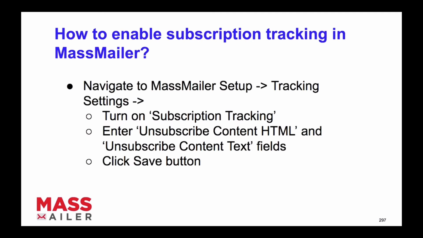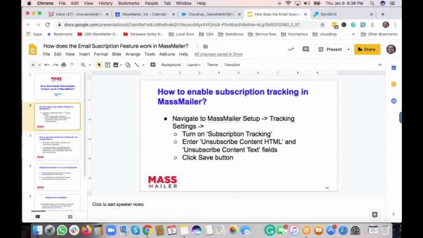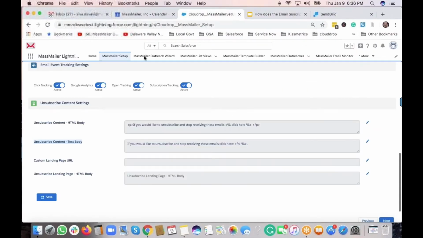To start with, how do we enable subscription tracking in MassMailer? It's quite simple. You navigate to the MassMailer Setup tab, and then Tracking Settings. You can turn on the subscription tracking option. You can enter two fields called unsubscribe content HTML and unsubscribe content text, and then click on the Save button. Let's take a quick look at it.